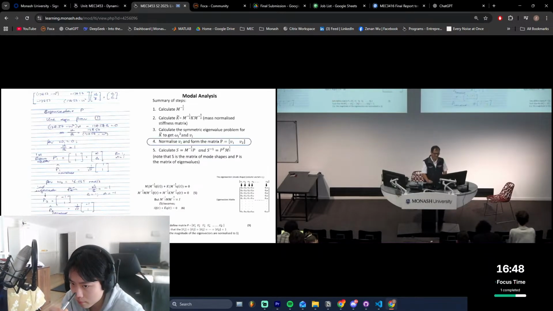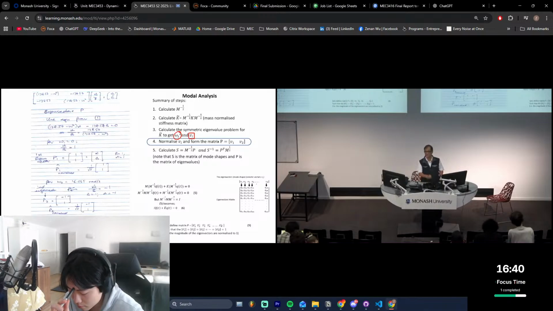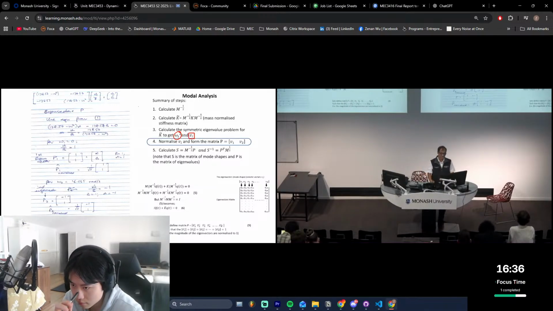So the next thing is, now that we have this, we need to find the eigenvector, because for every eigenvalue there must be an eigenvector. Eigenvalue is the characteristic value, and then for this you have an eigenvector, and this vector will tell you how the system actually responds. Let's have a look at what it means.